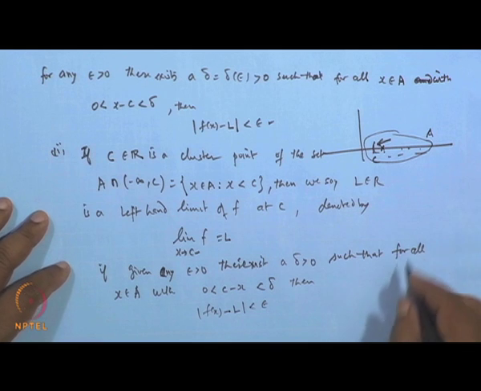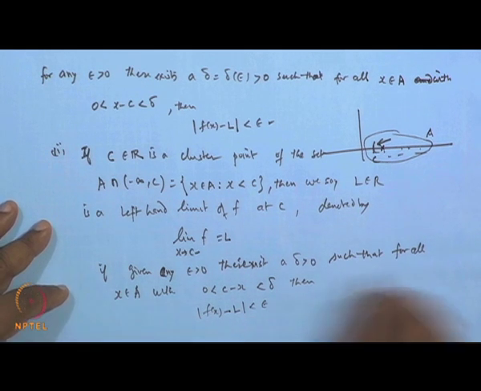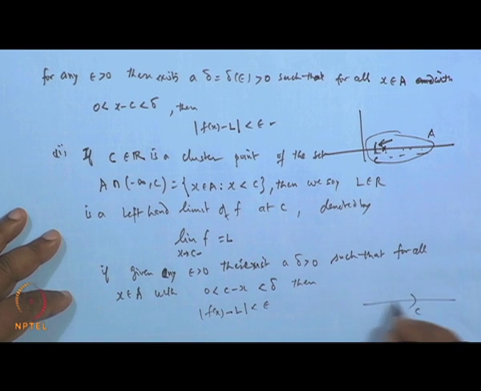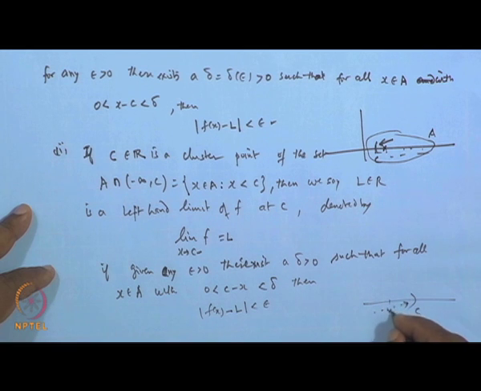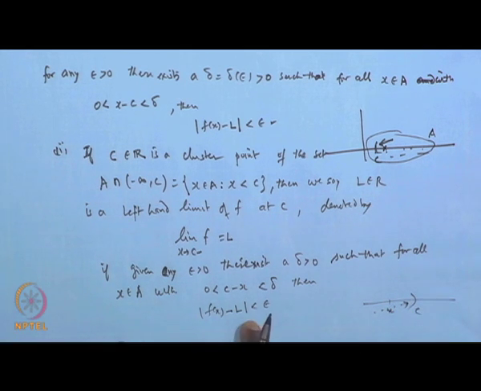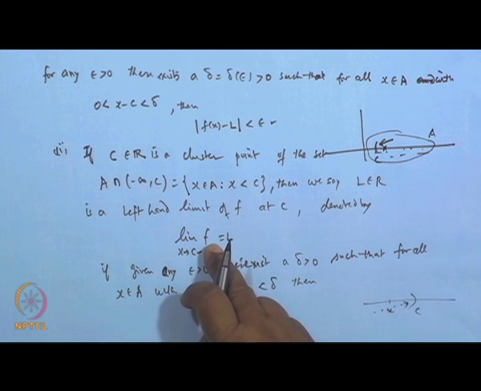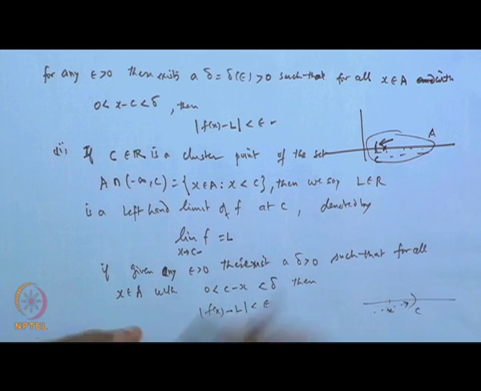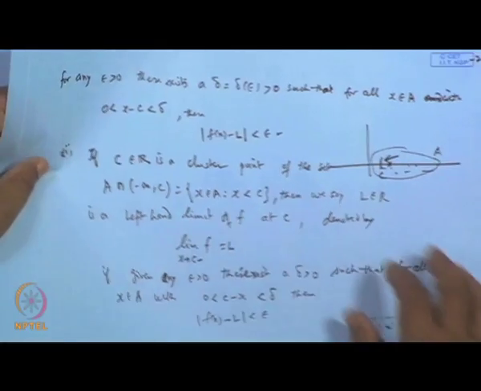So, we are approaching c from the left hand side, that is, this is the interval c and the approach is from this side. When you take the point x here which approaches c from the left hand side, and if this condition holds, then we say the function has a left hand limit at the point c. So, the left hand limit and right hand limit we define this way.